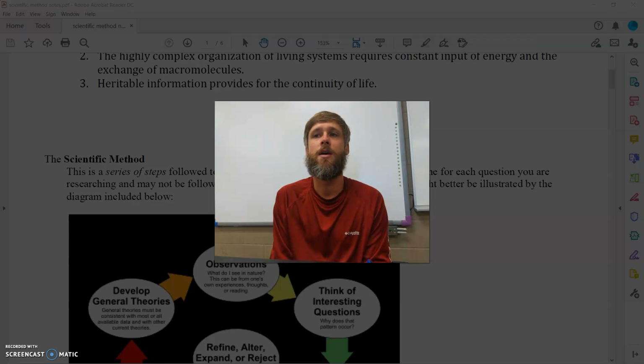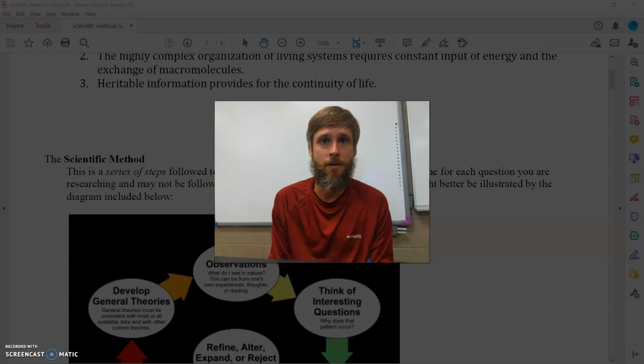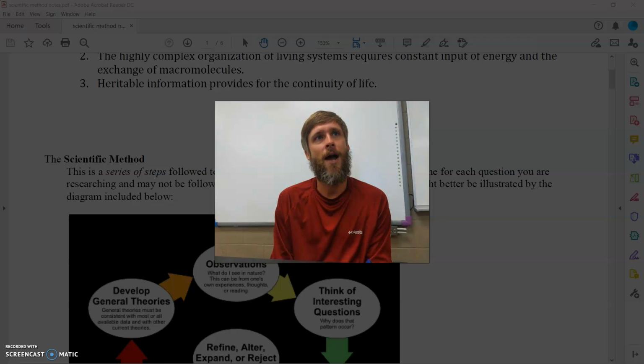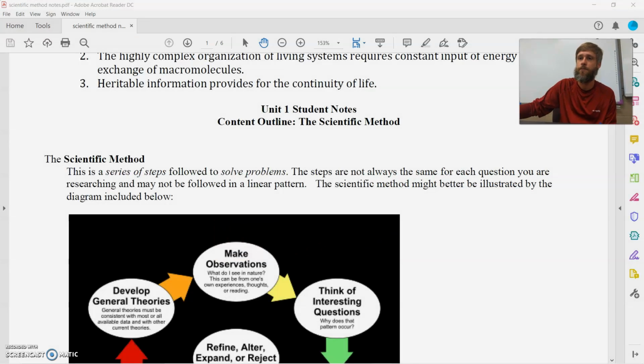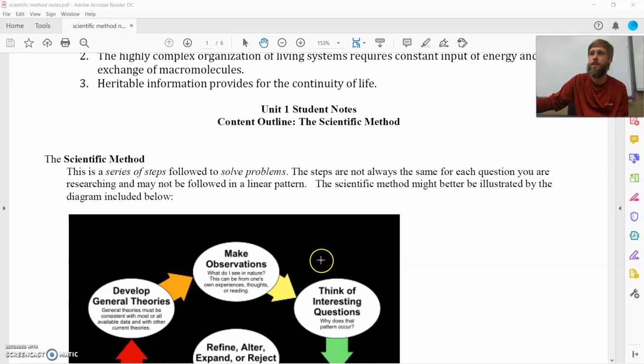Science is not just knowing what photosynthesis is, or knowing what a cell is, or knowing Boyle's law in chemistry, because we all know that. But science is how scientists figure things out. All right. So if we pull up these notes here, hopefully you saw the notes in the assignment link.